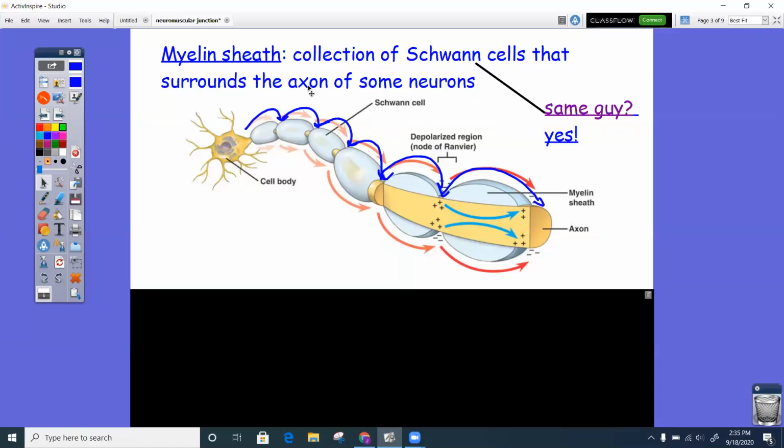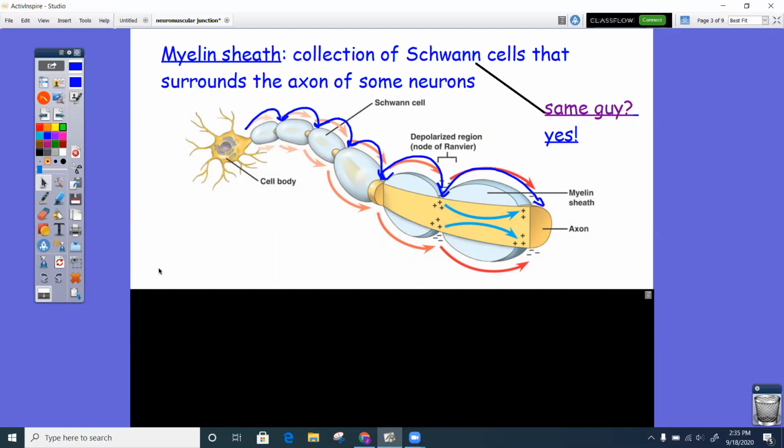When you hear about white matter and gray matter in your brain and in your spinal cord, white matter consists of neurons with myelinated axons. Gray matter consists of neurons with unmyelinated axons.